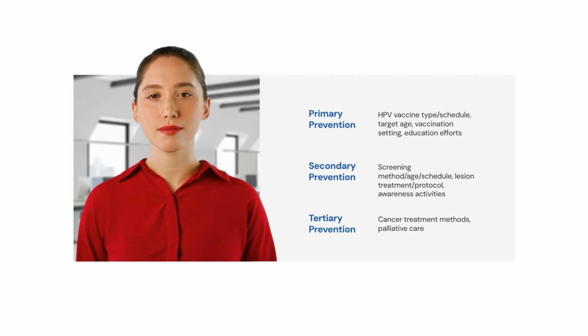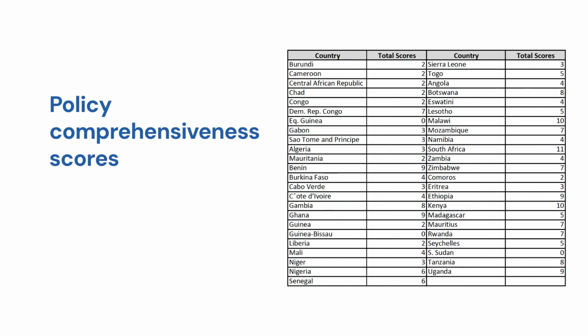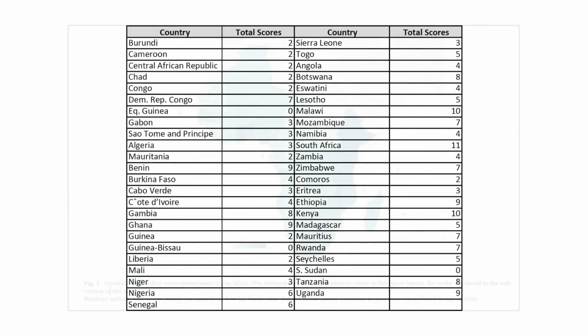We put this data, especially the total scores, into an Excel spreadsheet. Here are the policy comprehensiveness scores for each country extracted from Table 2 in the article. Our goal is to create this map using these scores.